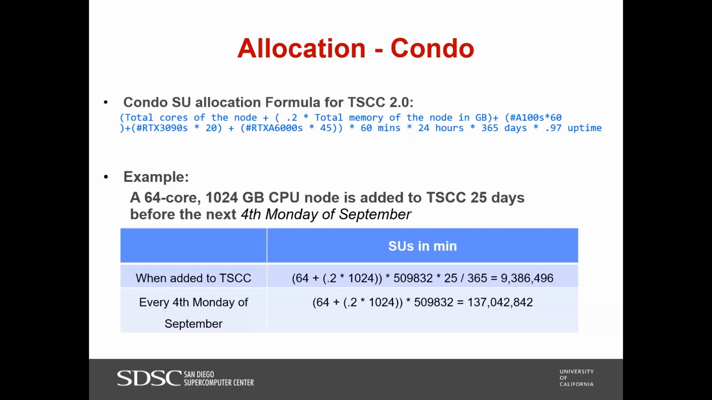And after that, every first Monday of September, we will give another amount of SUs, which I also listed here based on the formula above. And of course, if you have GPUs in your node, you can just add the GPU factor in this formula based on the type of the GPUs, and then get how many SUs your node will be credited every year.